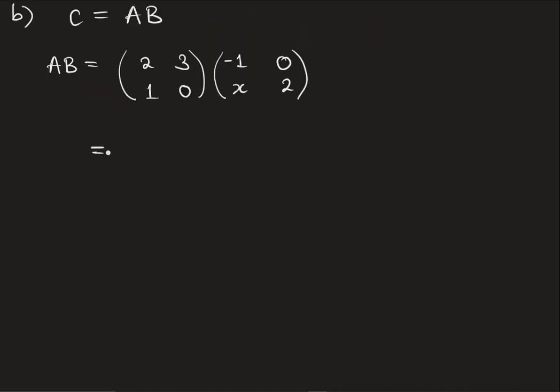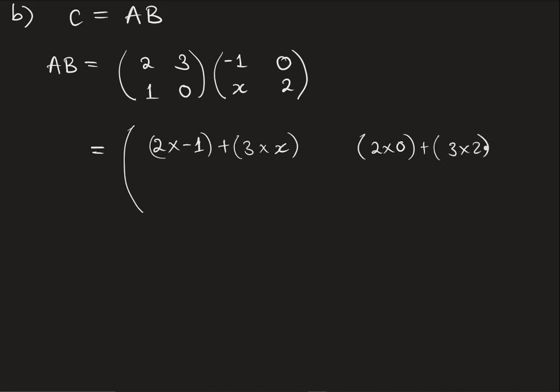What are we going to have after multiplying AB? Well, not something very difficult. We'll go step by step. 2 multiplied by -1 plus 3 multiplied by x. Then we go to this position here. We'll have 2 multiplied by 0 plus 3 multiplied by 2. Then 1 multiplied by -1 plus 0 multiplied by x. Wonderful, 0 is just going to give us something that we won't worry about. And the last is 0 multiplied by 2.